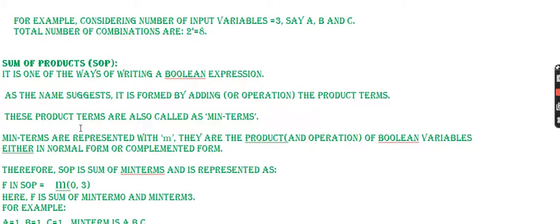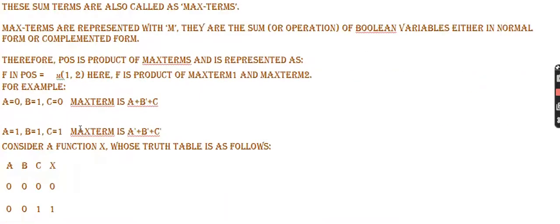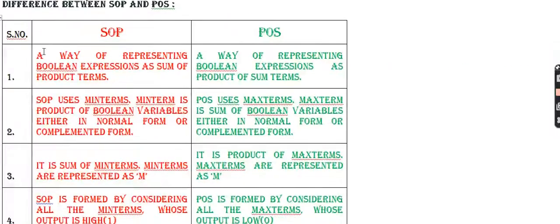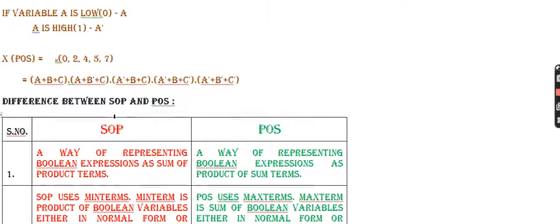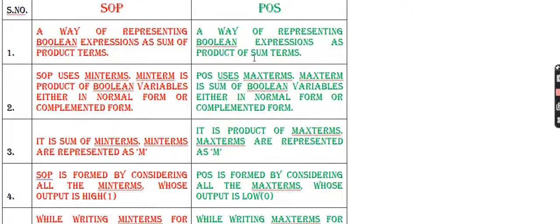The basic difference between the two we are going to see in a tabular column. Difference between SOP and POS form. A way of representing Boolean expressions as the sum of product terms is called SOP. A way of representing Boolean expressions as the product of sum terms is POS. See, the name itself represents the difference. Next, SOP uses min terms. A min term is a product of Boolean variables either in a normal form or complementary form.